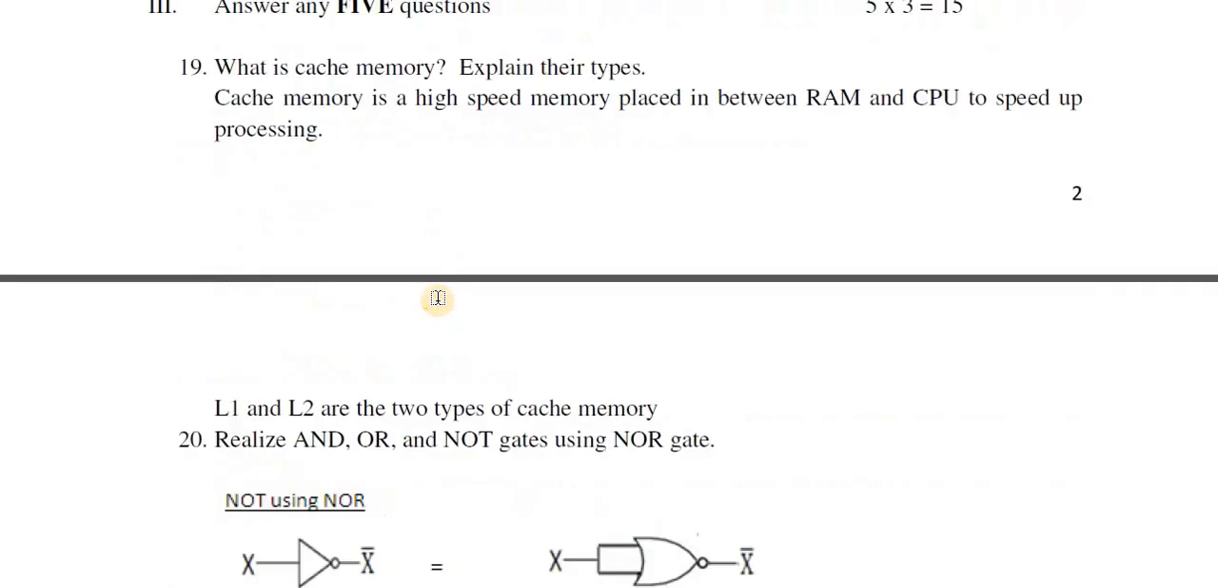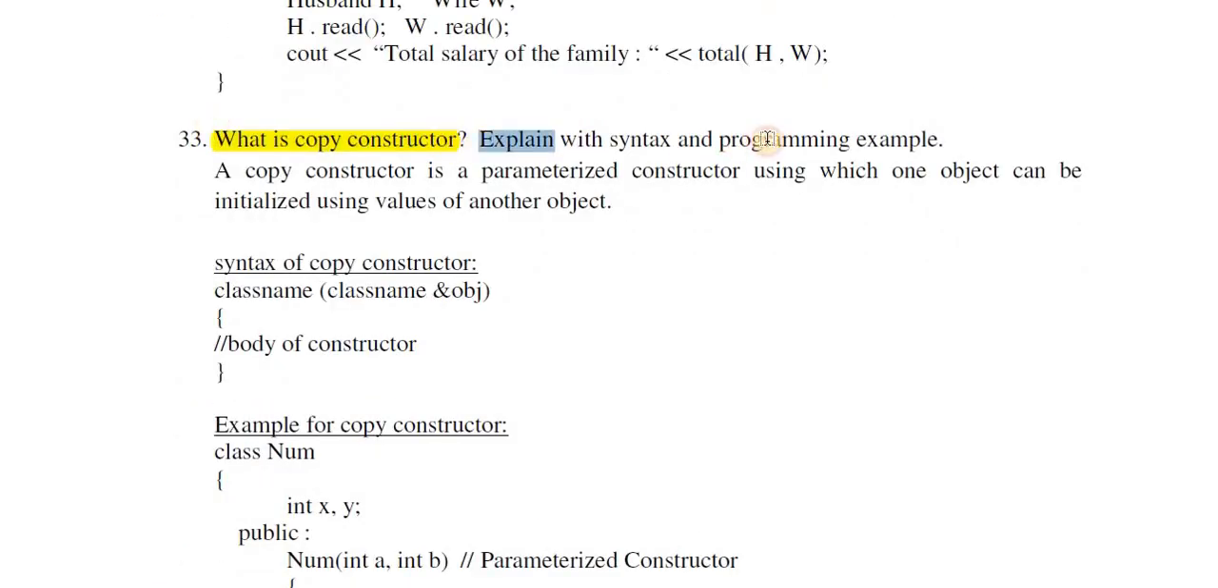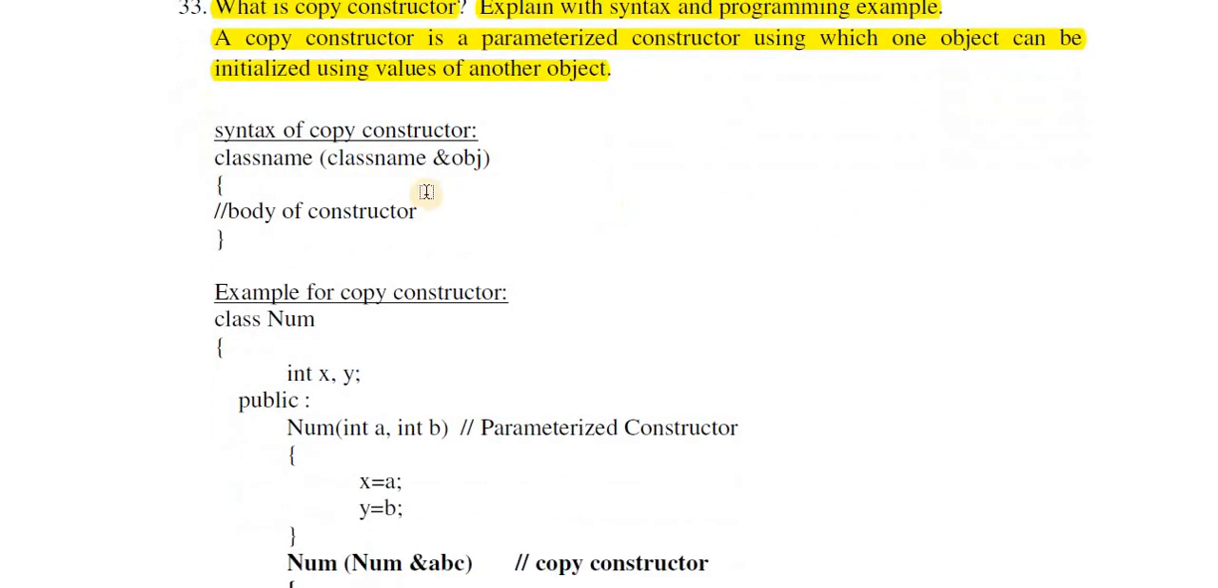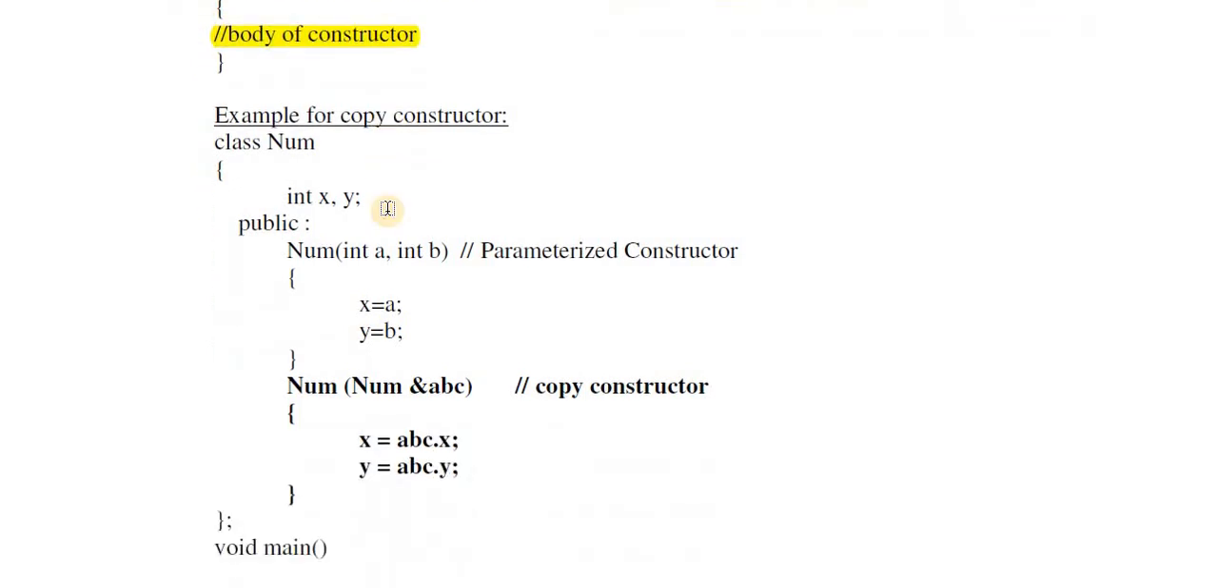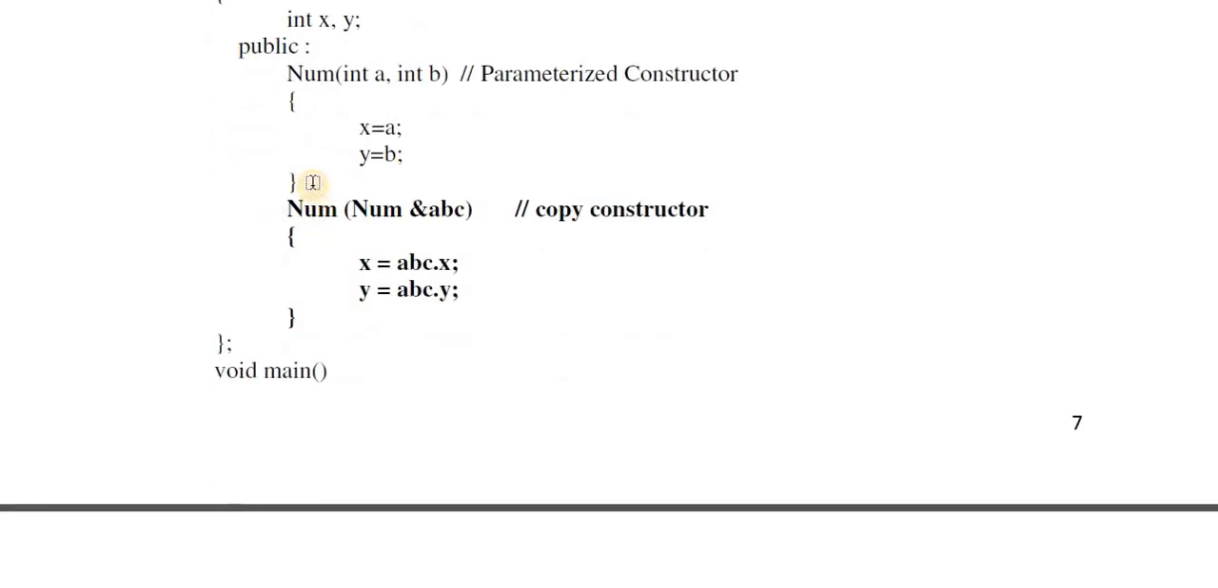Okay, next the 5 marks question here. What is copy constructor? Explain the syntax and programming. A copy constructor is a parameterized constructor which is used to copy one object into another object, and the syntax is class name. This function has the same class name, and inside the parenthesis also the class name, only one object, one parameter is used, and this is the body of the copy constructor. I have already given you the example program also.